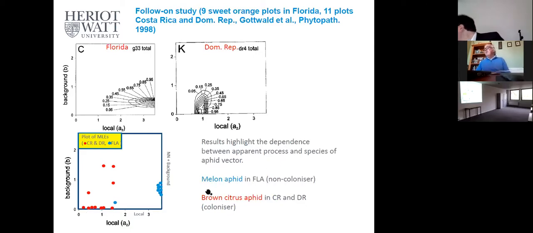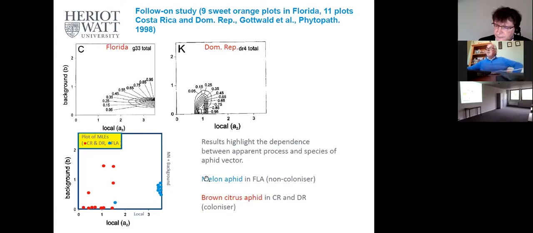And the difference between these two systems is that in Florida, it's the melon aphid, which is a non-colonizer of citrus. And in Costa Rica and the Dominican Republic, it was the brown citrus aphid that was spreading citrus tristeza virus, and that is a colonizer of citrus. And Tim said, that's exactly what I would expect, because the brown citrus aphid colonizes citrus and stays locally, whereas the melon aphid comes into citrus, stays locally for a bit, but then it flies on. And that would be consistent with nearest neighbor plus background: the melon aphid is in an orchard, but then it makes long flights and possibly goes to another orchard. So there was some kind of consistency here.